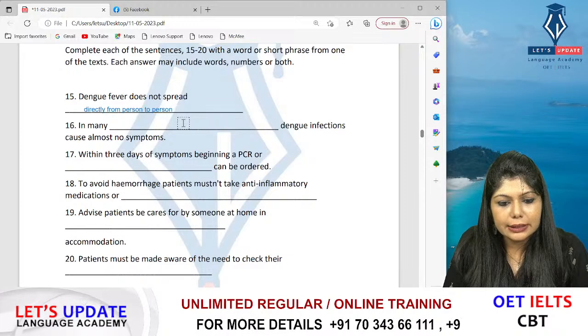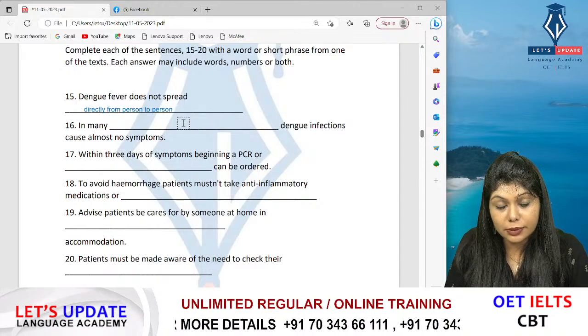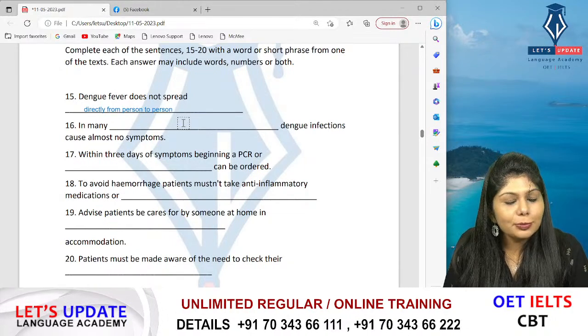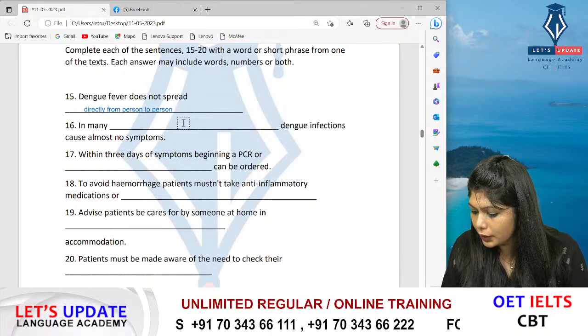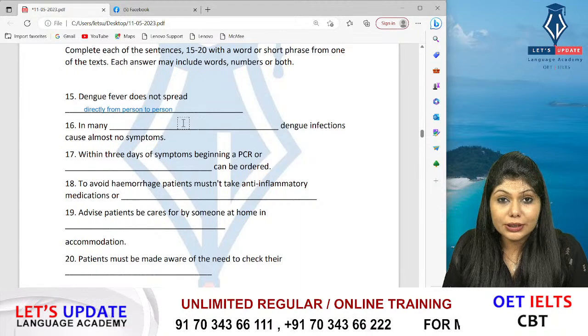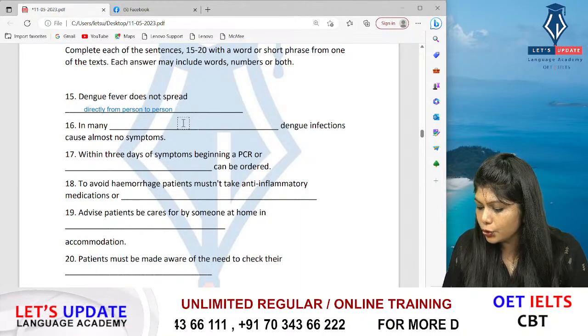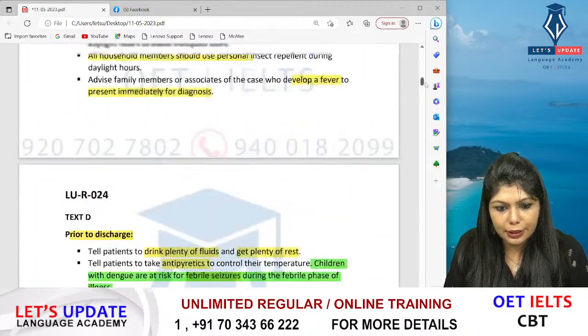Okay, so next, question 16. In many dash, dengue infection cause almost no symptoms. Okay, so in many what? About no symptoms, we did come across that information. Do you remember about it causing no symptoms at all in specific cases? So we came across that information in part B.